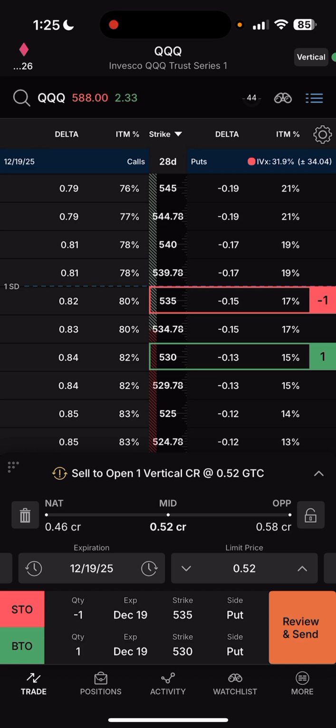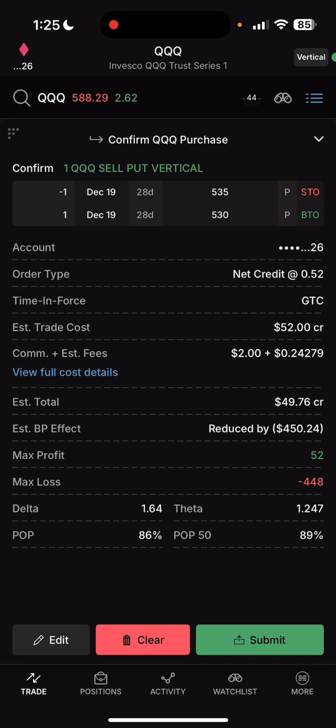So in the bottom right, you click Review and Send. And again, you want to confirm everything on this page. So you're getting a net credit for 52 cents. Time in force, good till canceled. The estimated credit that you're going to get is $52 minus the fees. So they're going to take out $2 for commission, 24 cents for fees. So you're going to end up with $49.76.